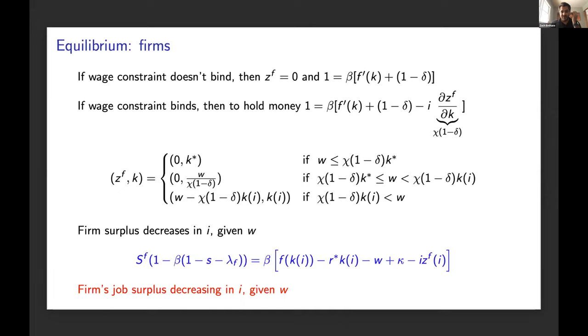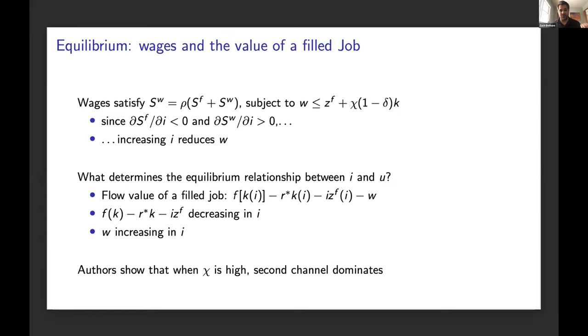Why do you get that? There are two channels. One is that it directly impacts how much liquidity they hold in terms of real balances. It also affects their capital holdings, because they may over-accumulate capital since they understand it's valuable to give workers as liquidity. So in both directions, inflation increases workers' surplus and decreases firm surplus, which pushes wages down as inflation goes up. Those two forces work in the same direction.